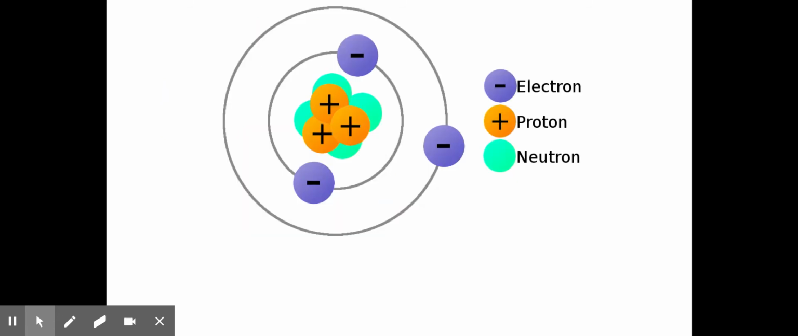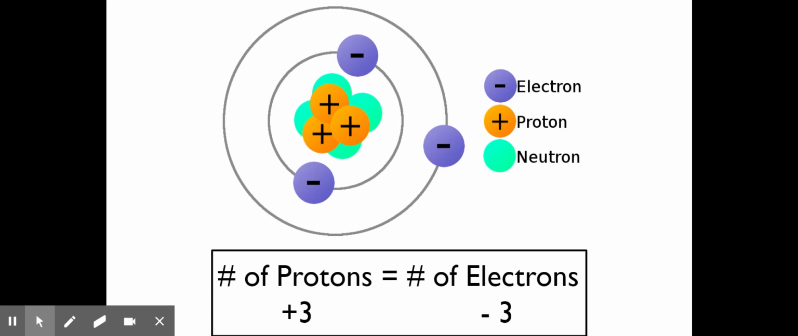So as we learned, this is a typical atomic structure. There are 3 protons, 3 electrons and 4 neutrons. As you remember, the number of protons, there is 1, 2, 3, is always equal to the number of electrons in a neutral atom. So positive 3, negative 3, they cancel out. The whole atom is neutral. This is a typical lithium atom because it has 3 protons.